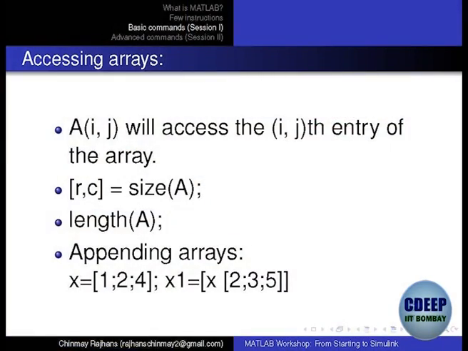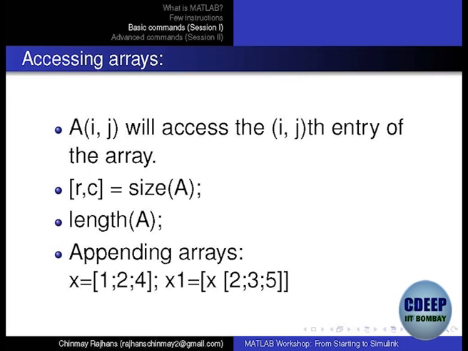So a_ij will access the ij-th entry of the array. There is a command called size, which will return the size of the array. Size of A will return the number of rows and number of columns, which you can use when you are doing a for loop, and we'll see a for loop later. Length will give the length of the array, so it will generally give the maximum of number of rows or number of columns. Generally length is used for vectors. If you want to do a for loop over a vector and you don't know the dimension, you just use length, get that answer, store it in some variable, and run your for loop on that.